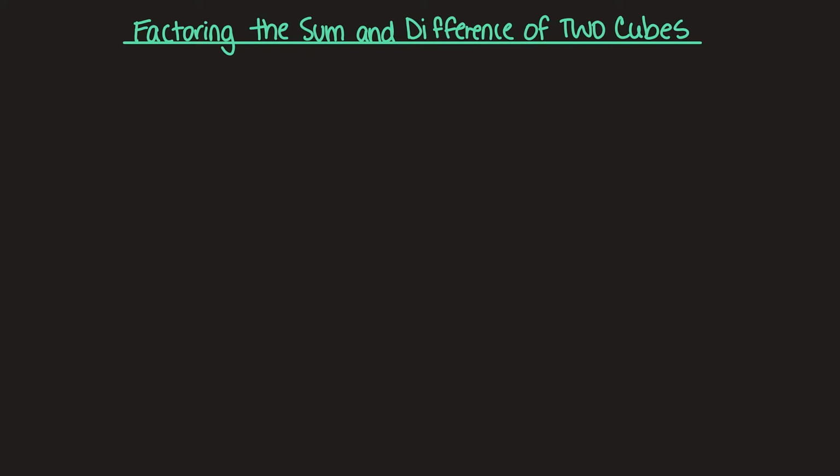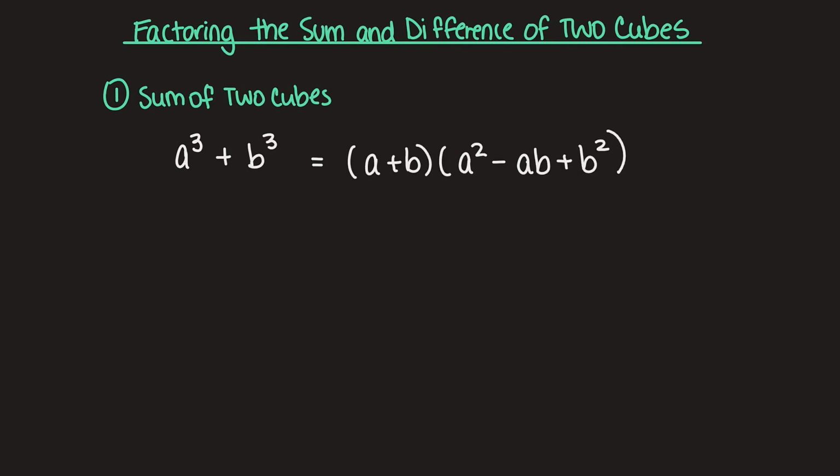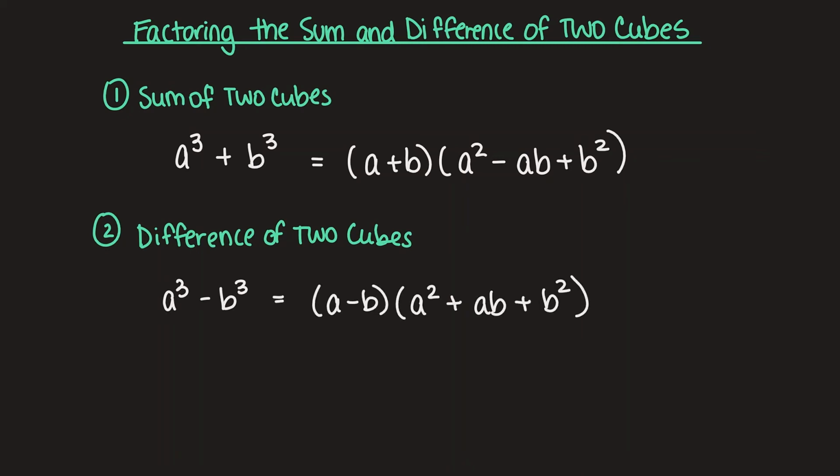So the formula we use to factor a sum of two cubes is the following. And the formula we use to factor a difference of two cubes is the following. They're very similar, so be careful not to mix the two up. We have a plus sign here for the sum of two cubes, and a minus sign here for the difference of two cubes. And we also have a minus here for the sum of two cubes, and a plus sign here for the difference of two cubes.